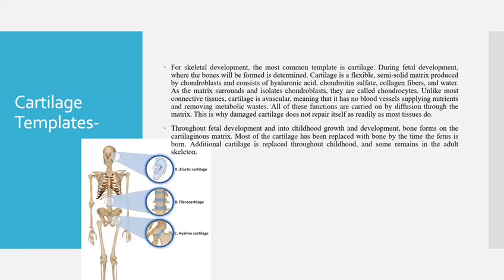For skeletal development, the most common template is cartilage. During fetal development, where the bones will be formed is determined. Cartilage is a flexible, semi-solid matrix produced by chondroblasts and consists of hyaluronic acid, chondroitin sulfate, collagen fibers, and water. As the matrix surrounds and isolates chondroblasts, they are called chondrocytes.